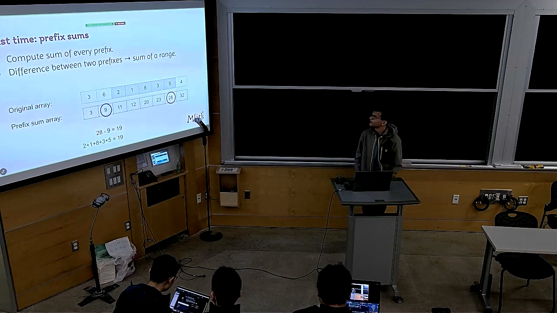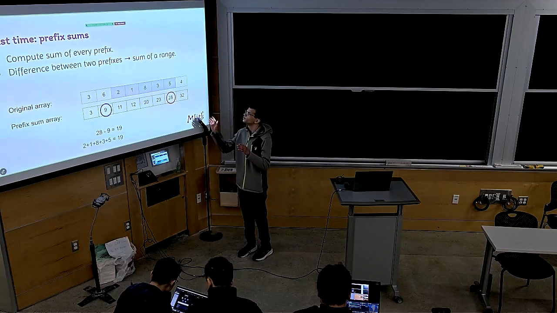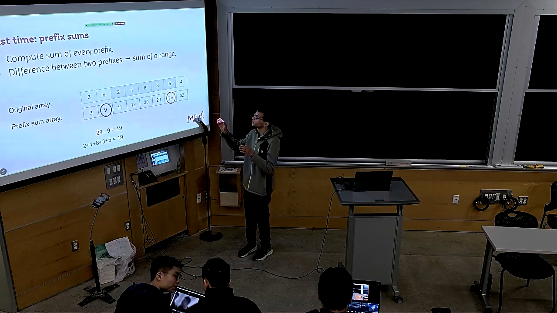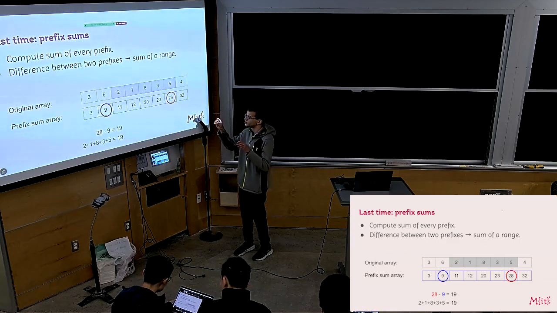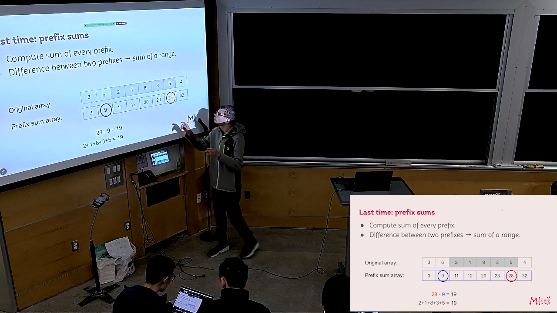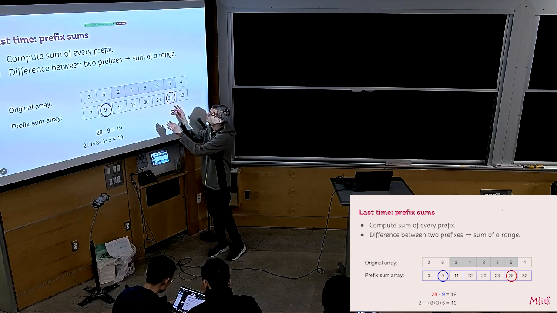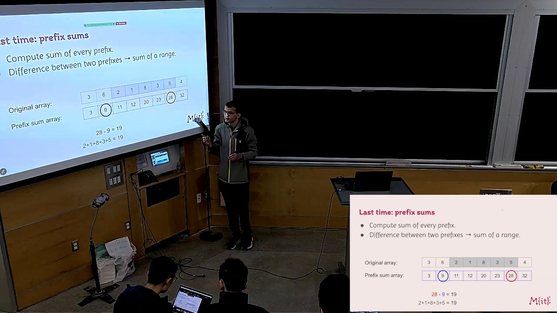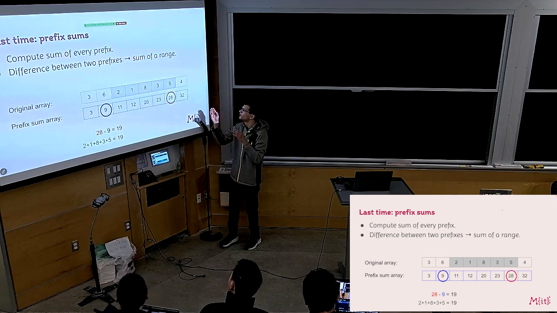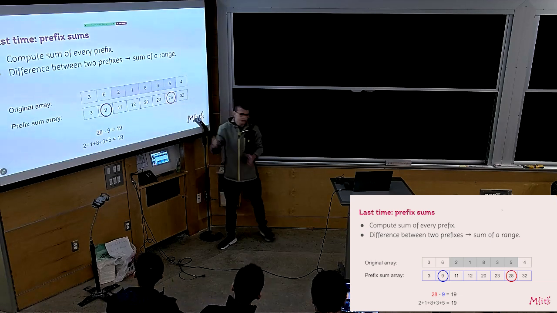So yesterday we covered prefix sum arrays, where we made a data structure that computes the sum of every prefix, and that allowed us to answer range sum queries, where we were given an array and we wanted to find sums of different subarrays of that array. Now, prefix sum arrays were pretty nice. You constructed them in O of n time, and after that you were able to do queries in constant time.